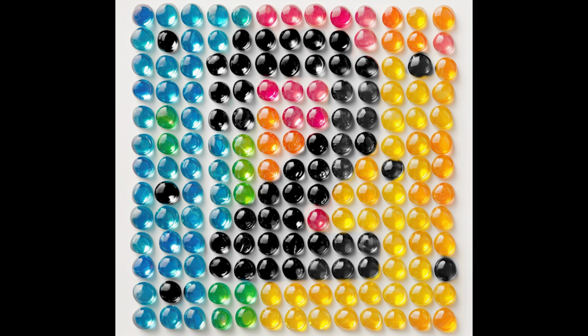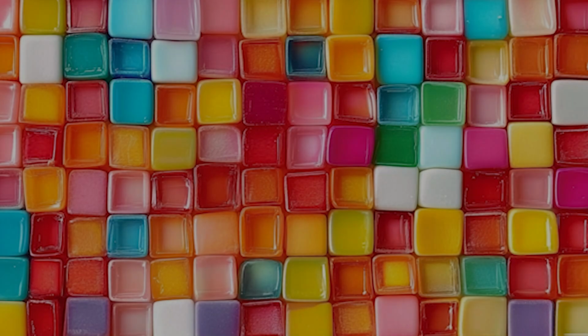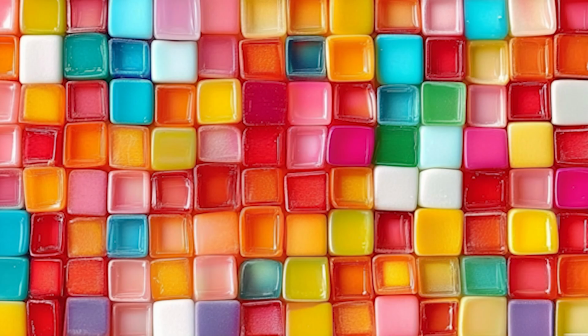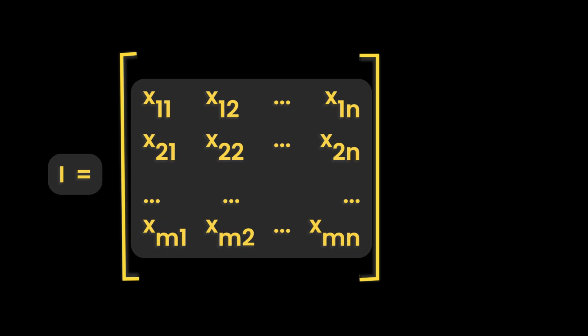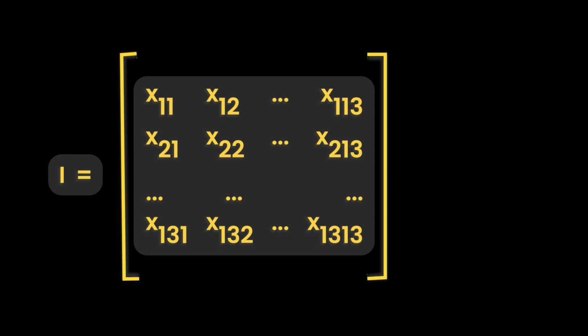Before an algorithm can actually see, it first needs a way to store images. An image is not stored as a picture, but as numbers. Every image is made of tiny little squares called pixels. Let's say our candy image is 13 by 13 pixels, meaning the algorithm stores it as a matrix with 169 numbers. That means a 13 by 13 matrix of 169 neurons. Think of each neuron as a bit of information.